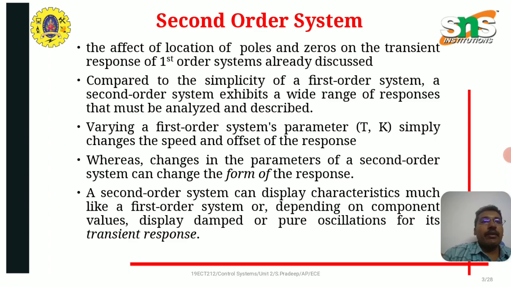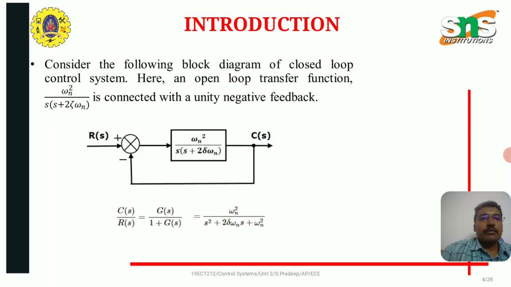Compared to the simplicity of a first order system, a second order system exhibits a wide range of responses that must be analyzed and described. Being a first order system, the parameter simply changes the speed and offset of the response, whereas changes in the parameters of a second order system can change the form of the response. A second order system can display characteristics much like a first order system, or, depending on component values, display damped or pure oscillations for its transient response.